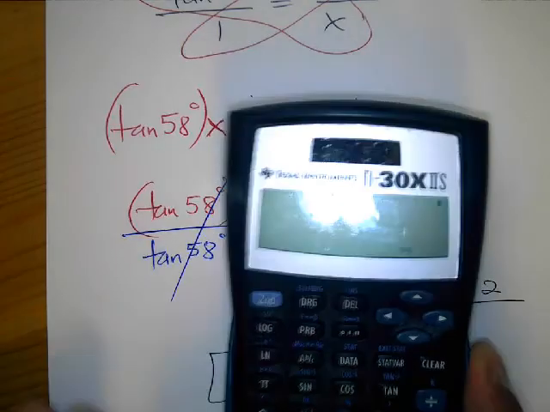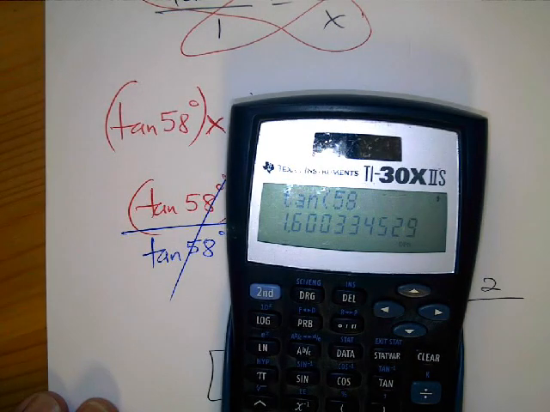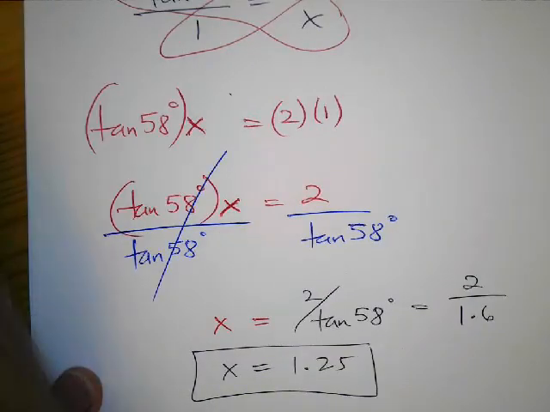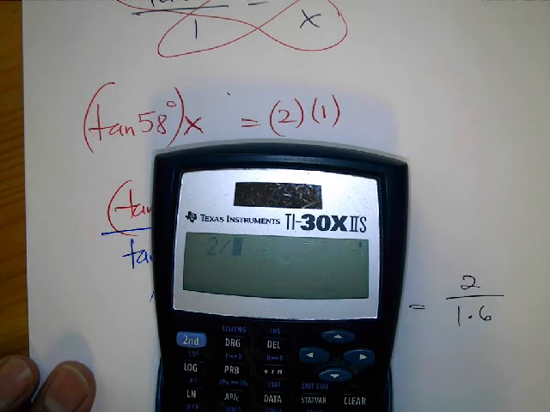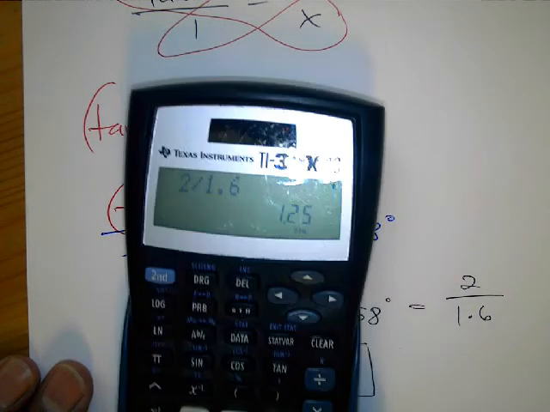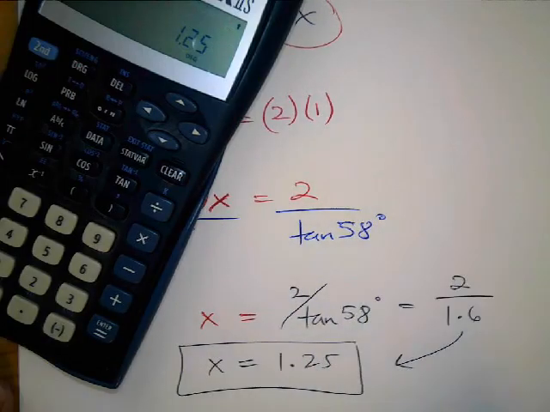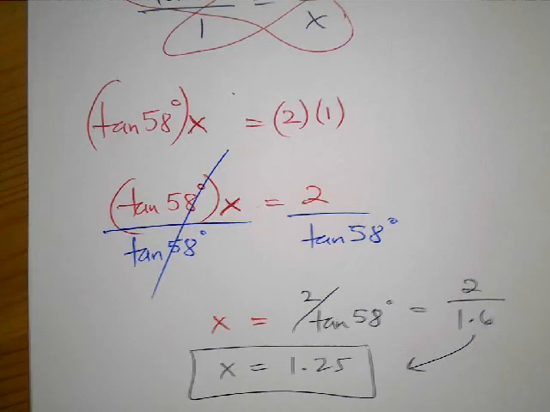But if I do it the other way, the careful way would be leave the 2 up here, get this value, tangent of 58. What is just that alone? Tangent of 58 is equal to 1.6. And then just clear your calculator and do 2 divided by 1.6 equals, oh, there it is, 1.25. Look at that. 1.25 is exactly what I got over here this other way.